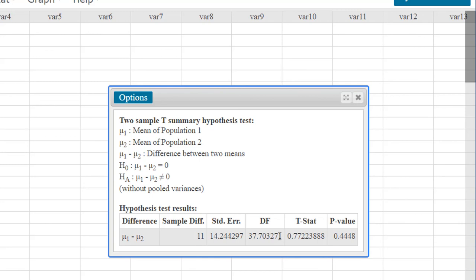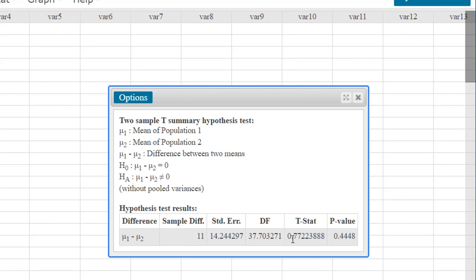So again, there's the trade-off. It's a little simpler using the n sub 1 minus 1 or n sub 2 minus 1, whichever's less. That's simpler, but that's going to not be quite as accurate as the technology will give us. So anyway, this is how we go about doing the hypothesis test if we're using StatCrunch.